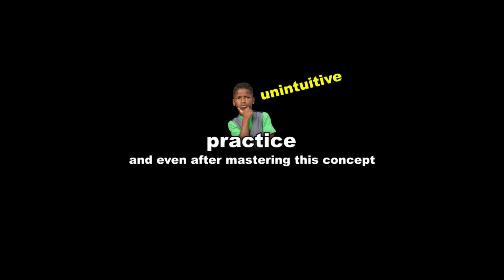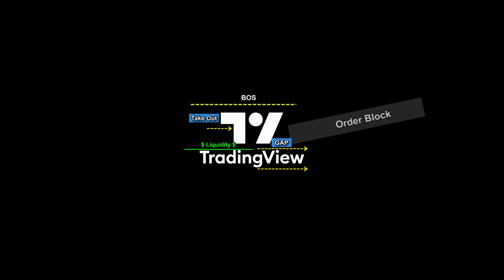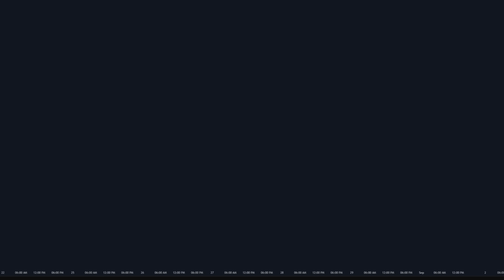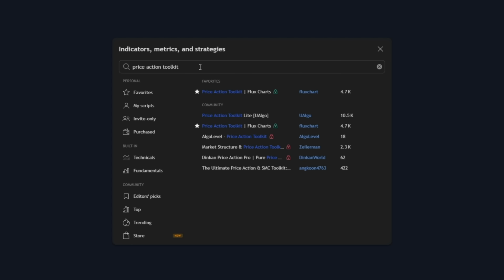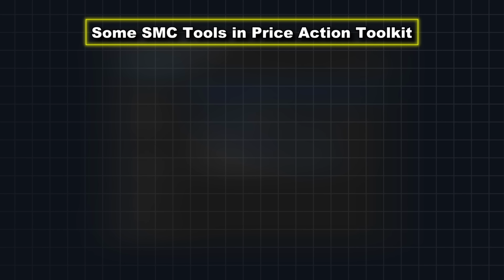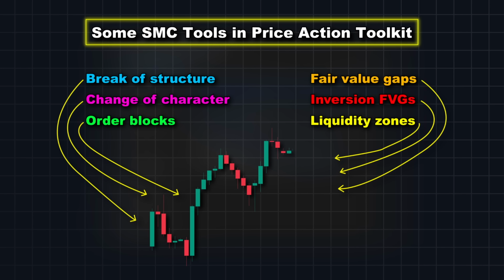If this practice feels unintuitive, and even after mastering this concept, you may find it tedious to manually mark each structure on your chart. Fortunately, there is a powerful indicator on TradingView that can automate this process for you. To add this indicator to your chart, simply open the Indicator tab, search for Price Action Toolkit by Flux Charts, and click on it. Once added, you'll notice that many of the core smart money concepts are automatically displayed for you. Market structure elements like break of structure and change of character, along with order blocks, fair value gaps, inversion FVGs, and liquidity zones are all highlighted directly on your chart.